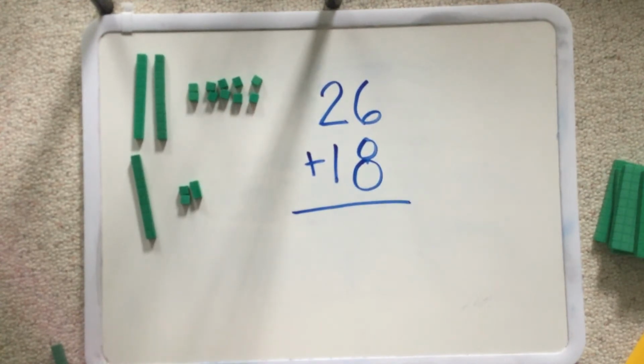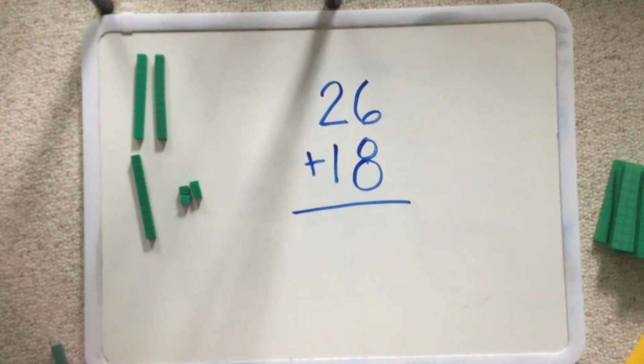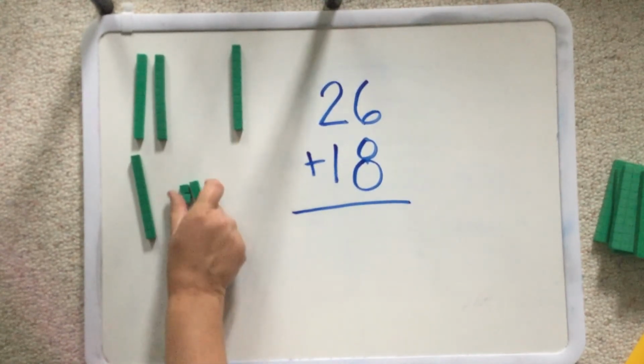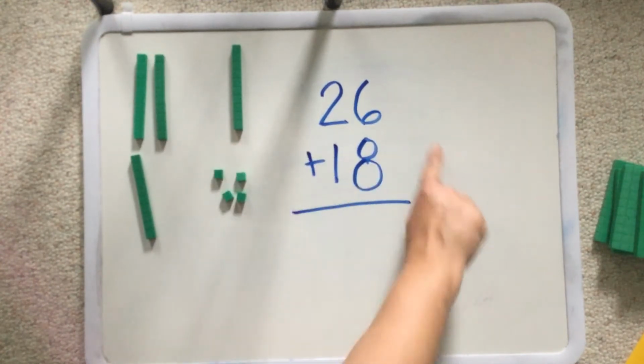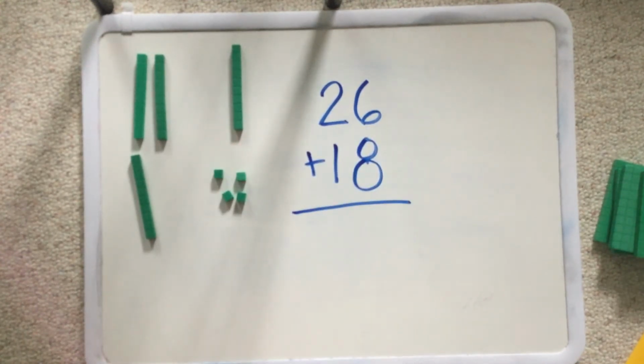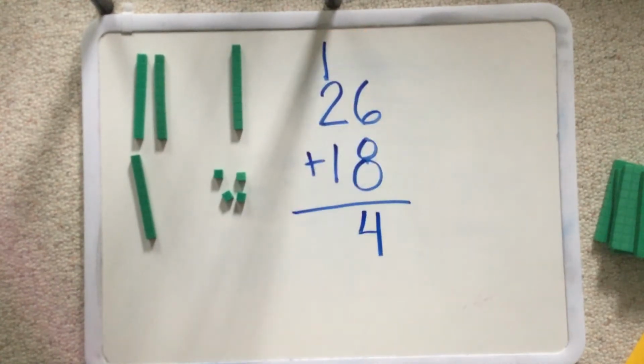If I have 10 1s, I can make an exchange. I can regroup my 10 1s into a 10 rod. And now when I add my 1s, I can see that 6 1s plus 8 1s is 14 1s, or 4 1s and 1 10.